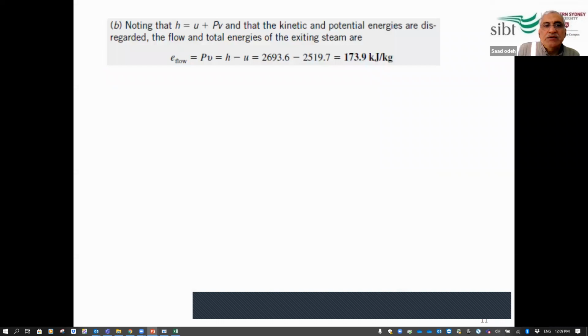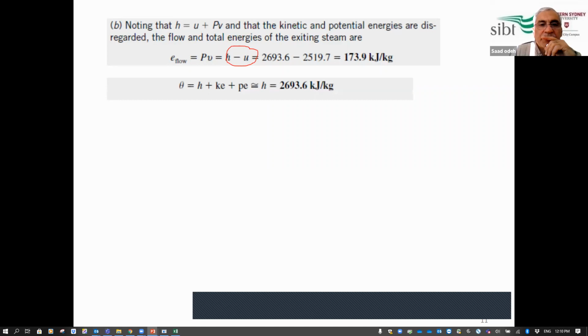Okay. And now to find the flow energy of the fluid, or flow work, we said that you need to find H value and U value from tables. And then you substitute the values, and you can get the PV. PV represents the flow energy of the fluid.